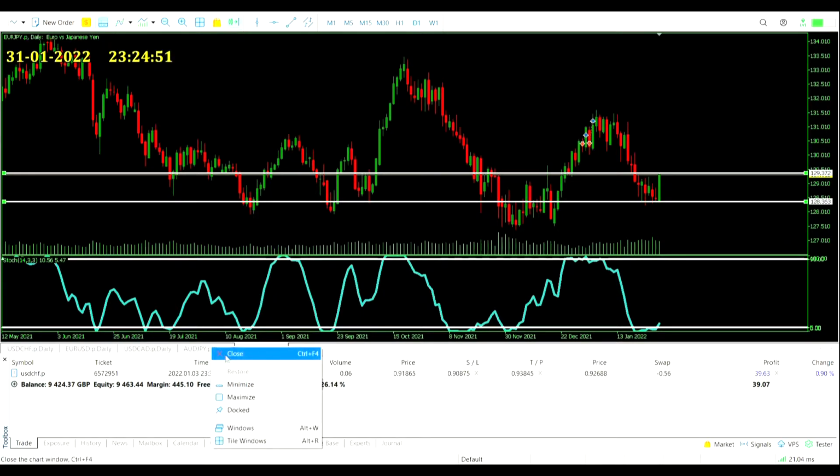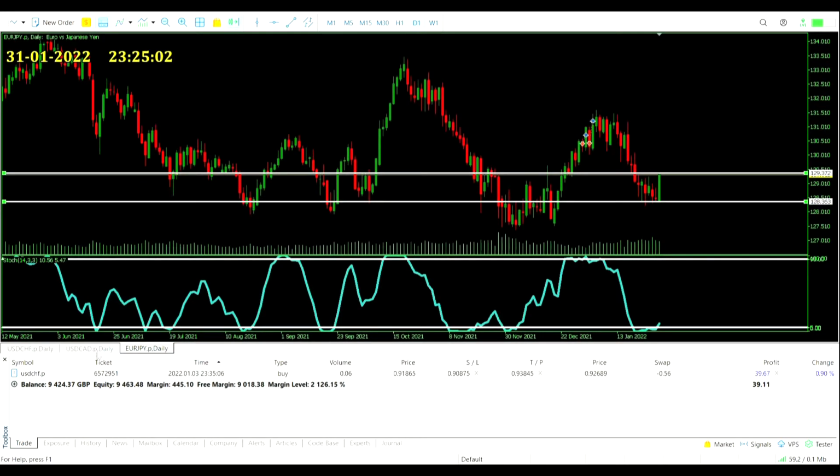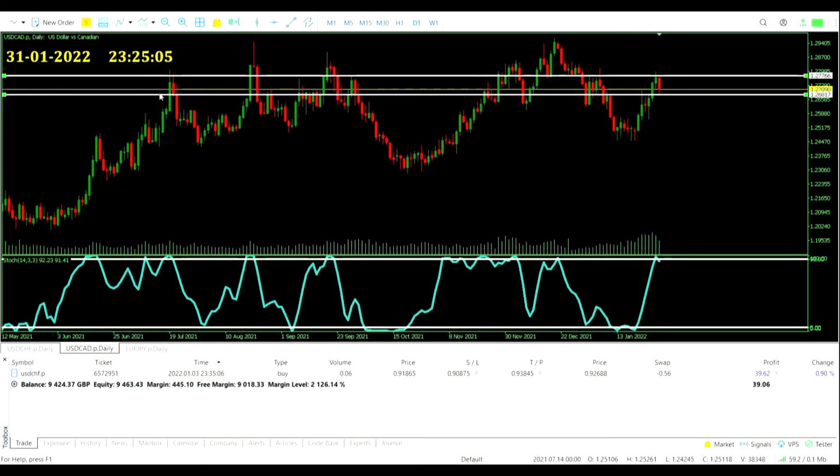So we'll scratch out the 1-to-1 risk reward ratio trade on the Australian dollar Japanese yen. And we'll also scratch the Euro US dollar. So that means we're going with 0.5% on the US dollar Canadian dollar pair. That'll be our risk on this pair. And for the Euro Japanese yen, it'll be a full 1% risk.